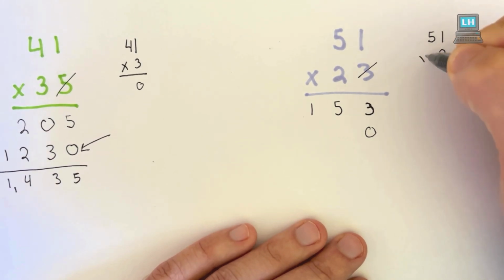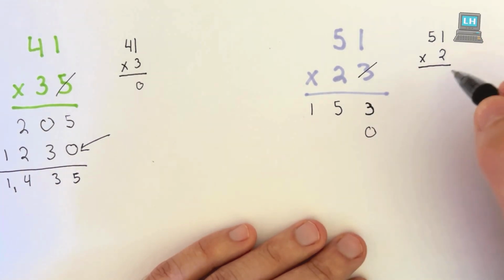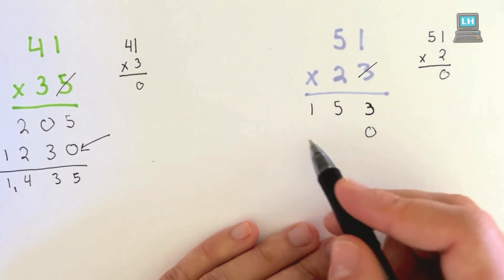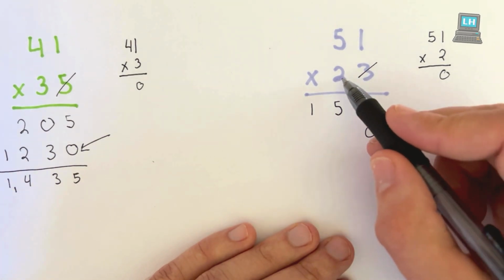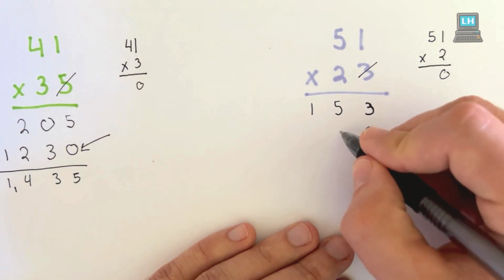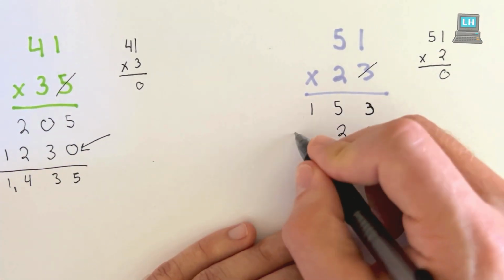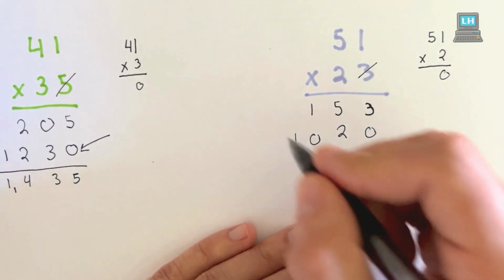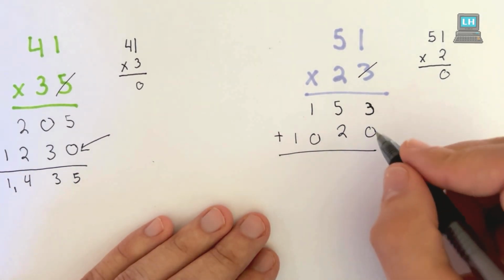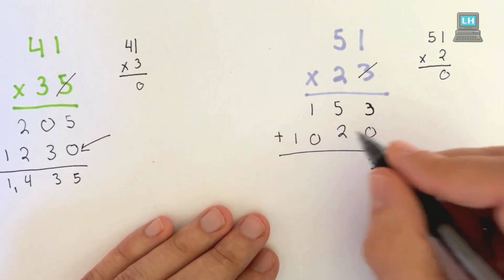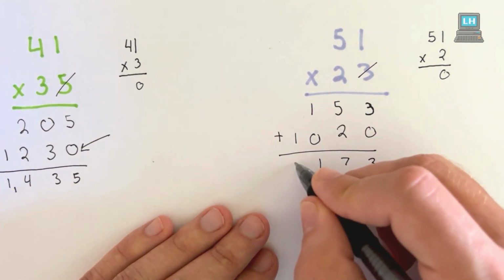But really, this next step, you're looking at it like it's 51 times 2 with a 0 there. So you're going to write your answer right in there. First you would do 2 times 1, which would be 2. And then you're going to do 2 times 5, which would be 10. I'm going to add these two up here. 3 plus 0 is 3. 5 plus 2 is 7. That's 1, and that's 1.